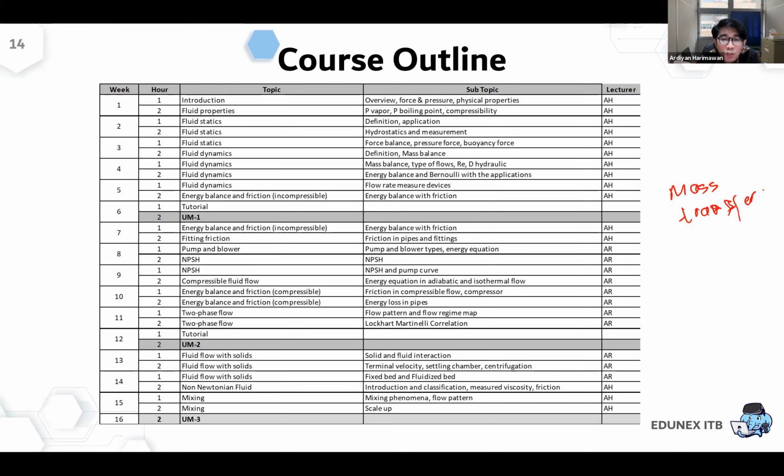But if we want to conduct the same reaction, but the volume is maybe 100 cubic meters, 10,000 times bigger than the lab scale, you cannot use a magnetic stirrer anymore. You need to install what we call an agitator or big mixer. But if we are using a big agitator, it's not guaranteed that the mixing phenomena is the same as small scale.